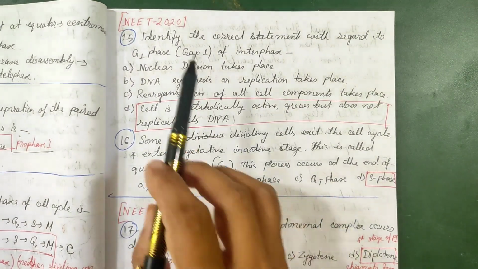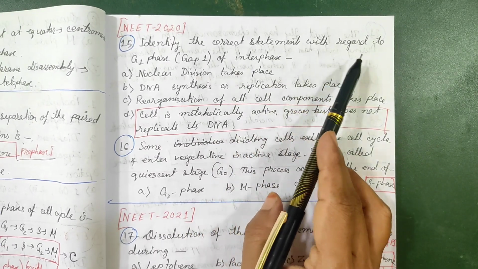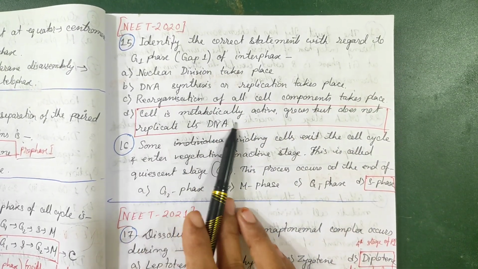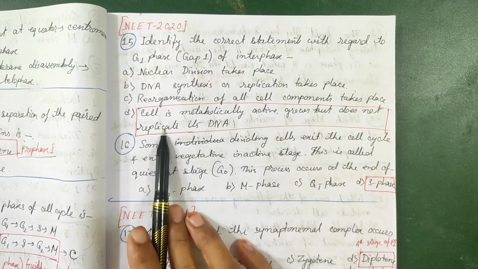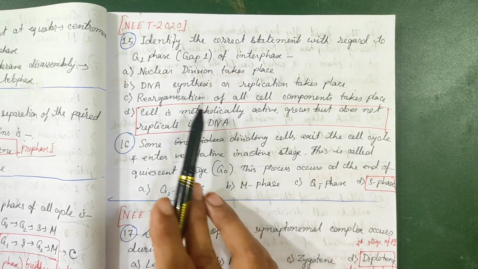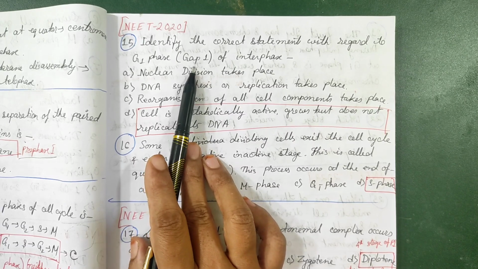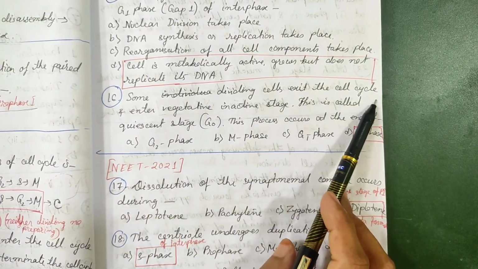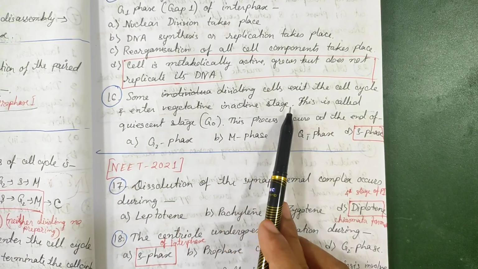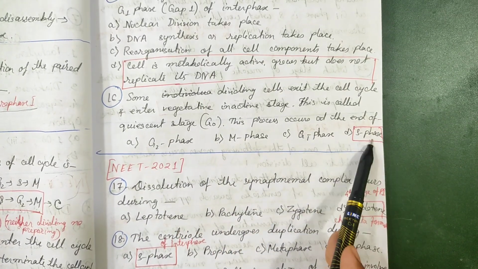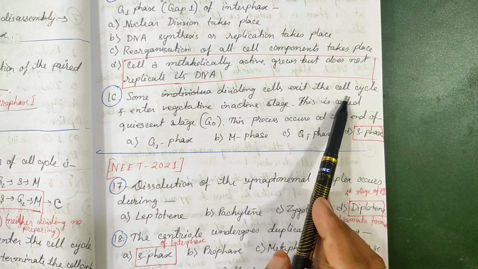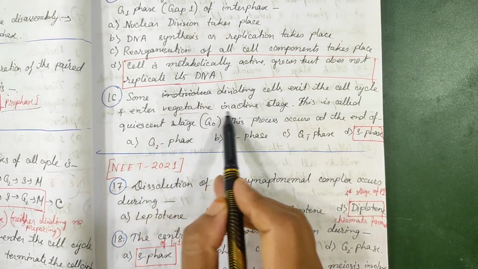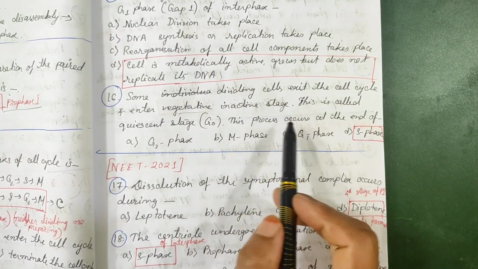Next question, 2020, identify the correct statement with regard to the G1 phase or gap 1 phase in interphase. So the correct answer is the cell is metabolically active, grows but does not replicate its DNA. There is no replication in this phase, the G1 or gap 1 phase in the cell cycle. Next question, 16, some dividing cells exit the cell cycle and enter a vegetative inactive stage. This is called the G0 phase, where the dividing cell exits and enters a vegetative inactive stage, meaning they have no cell division, no M phase.